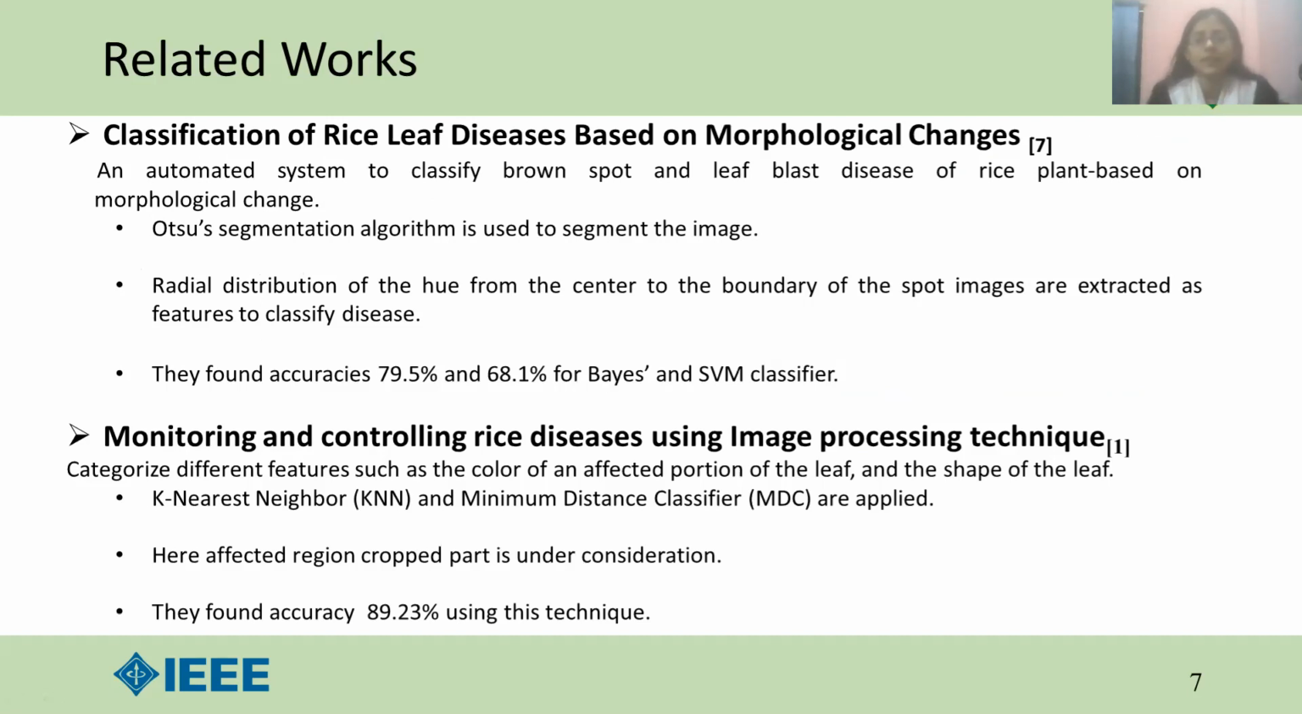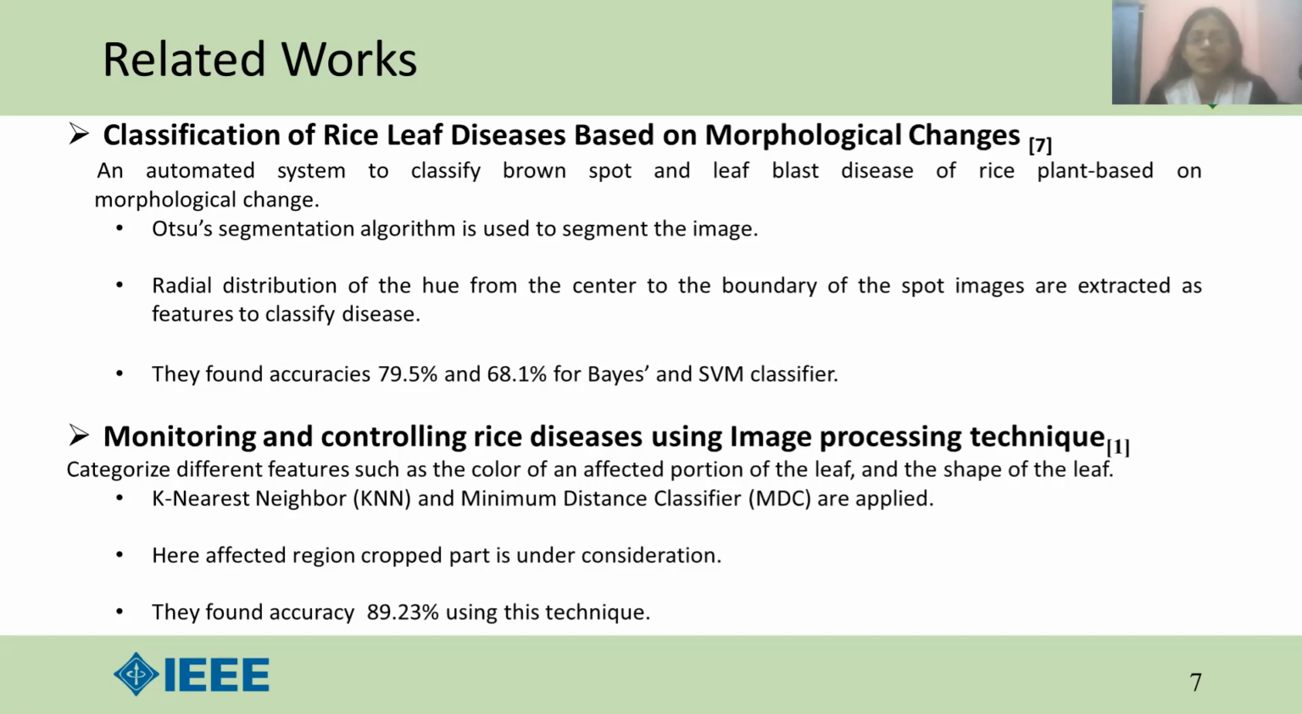First, classification of rice leaf disease using morphological chains. This is an automatic system to classify brown spot and leaf blast disease of rice plant based on morphological chains, whose segmentation algorithm is used to segment the image. This is the boundary of the spot image, and extracted features are used to classify the disease. They found accuracies of 97.5 and 68.1 for Bayes and SVM classifiers.